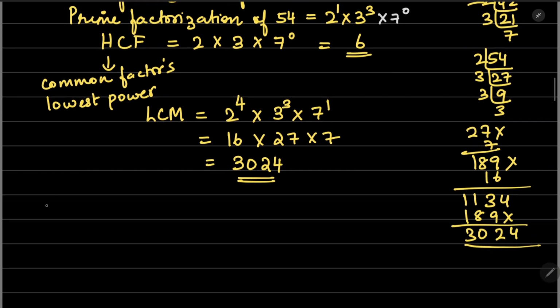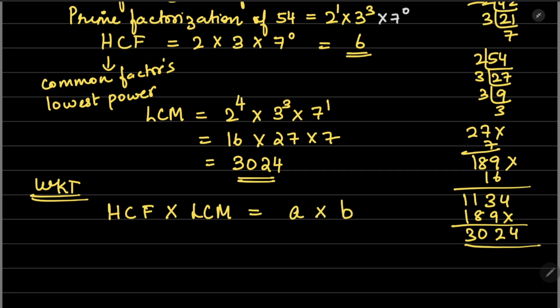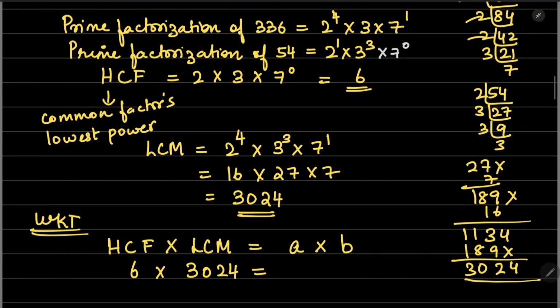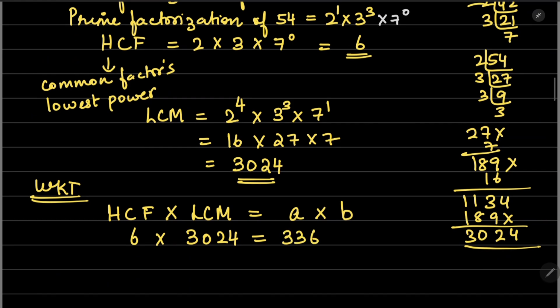Now you have to verify, right? So you should write, we know that HCF of a number multiplied by LCM of any two positive integers is equal to the product of the two numbers. So what is the HCF? 6 multiplied by 3024 is equal to the product of the two numbers, that is 336 multiplied by 54.